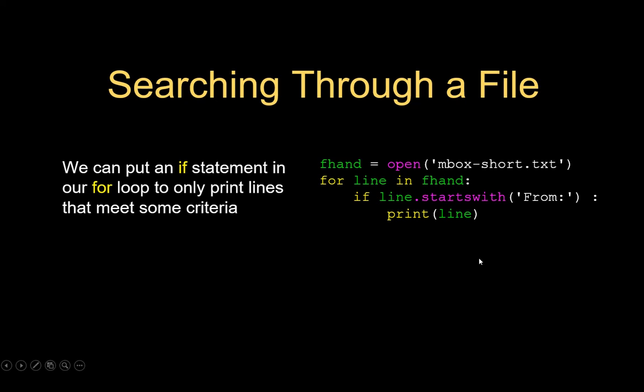Okay, so we're going to search through a file here. We're going to open it with the open function and put it in the f_hand. For each line in the f_hand, if the line starts with 'From:' with a capital F, colon, space, we're going to print that line. So that's how we search for a line which starts with this specific phrase.